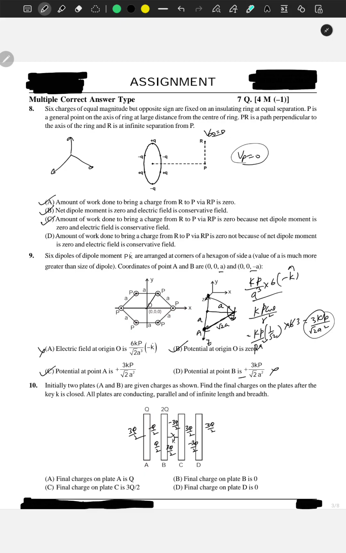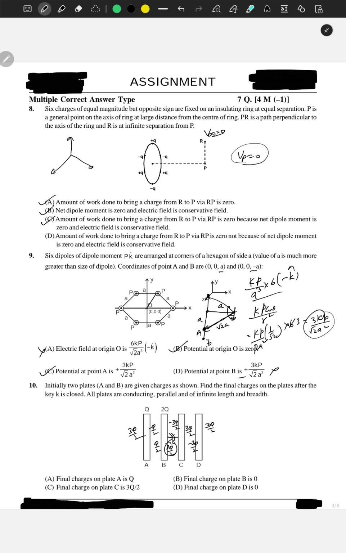So what happens here? You'll be seeing that once the key is closed, the charge which is present on this side, plus 3q by 2 charge, will move through this key. It will move from left to right.